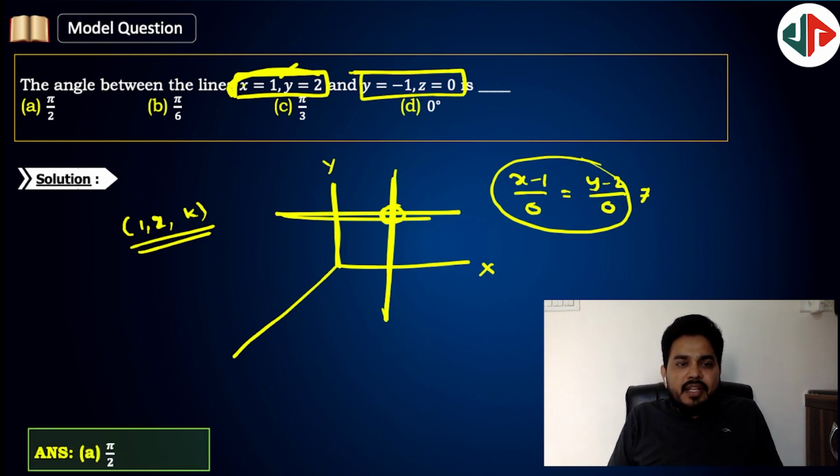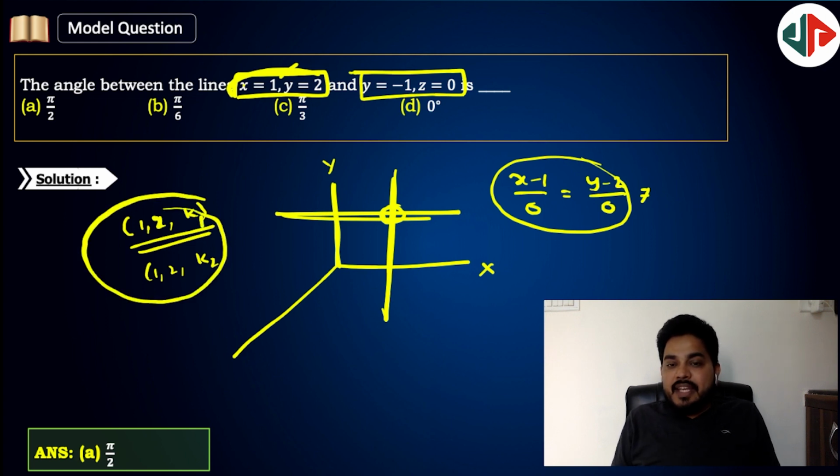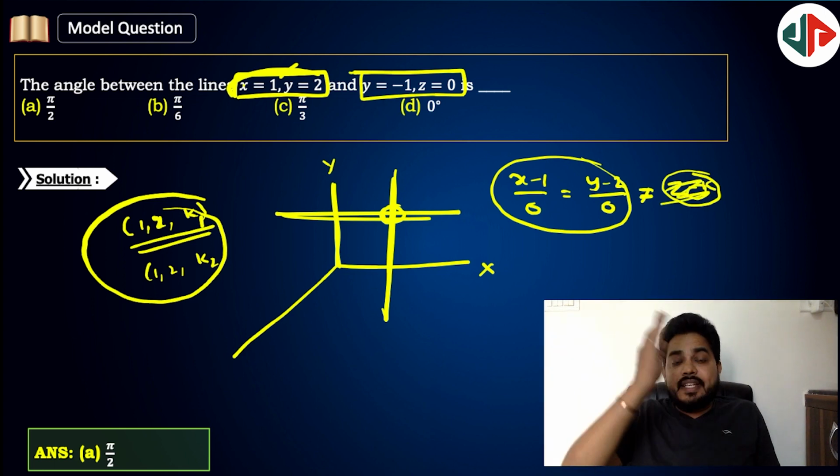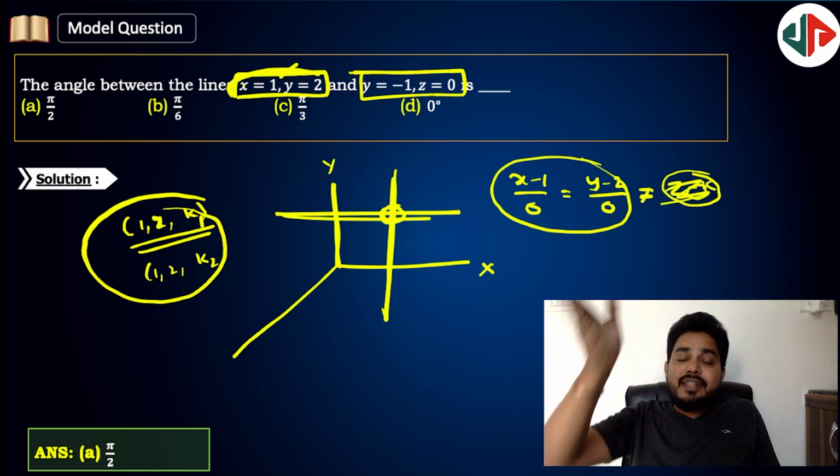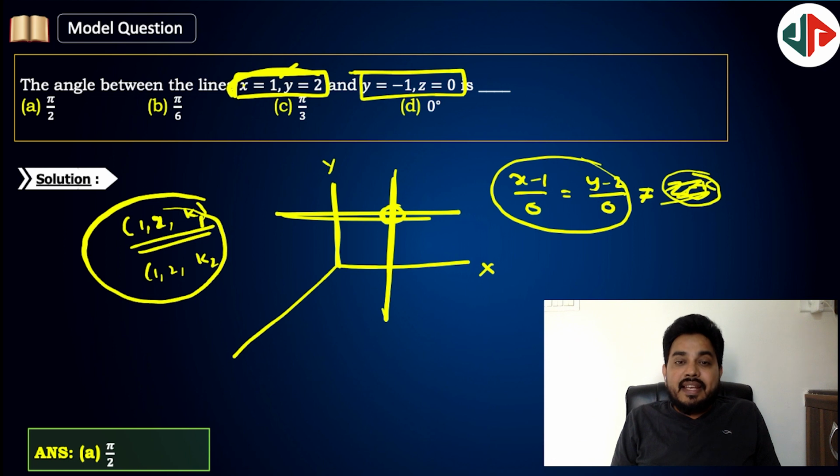So any point on this one is 1 comma 2 comma k. If I take 2 points like 1 comma 2 comma k2, and this is k1, then x minus 1 by 0 is equal to y minus 2 by 0 is equal to z minus k. So this is the point here. It is parallel to the z-axis, and this is parallel to the x-axis. The angle between them is 90 degrees.